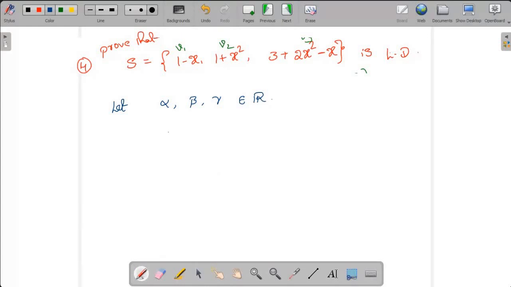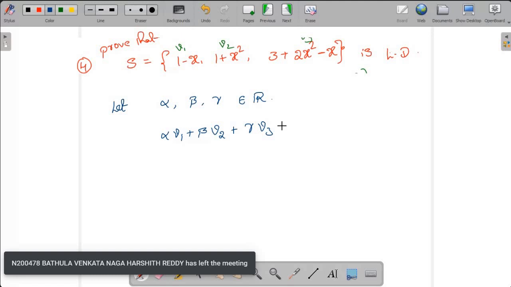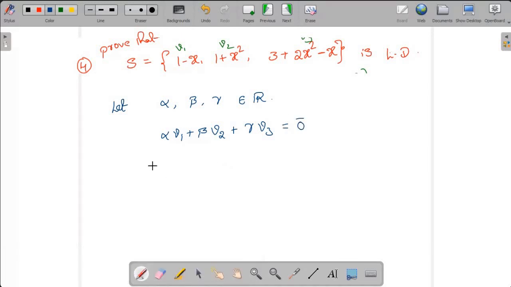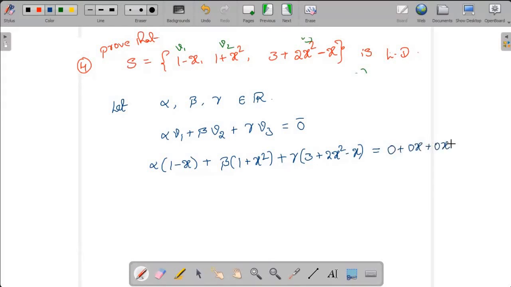Okay, now you start with alpha into v1 plus beta into v2 plus gamma into v3 equal to 0. Here 0 means the zero polynomial, since it is a zero vector. Now let's write alpha into 1 minus x plus beta into 1 plus x square plus gamma into 3 plus 2x square minus x equal to 0. 0 means 0 plus 0x plus 0x square.